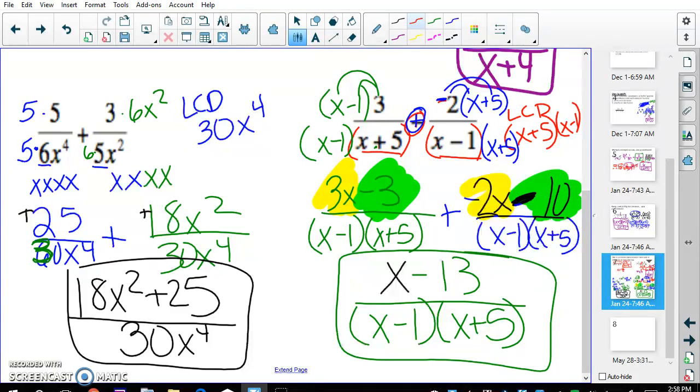X can't be +1. X can't be -5. So again, the weird thing about these is that you don't get an actual number solution like you have for most of your life. You just get an algebraic rational expression. So I can't simplify out any of those x's, and that just is my final solution for now.